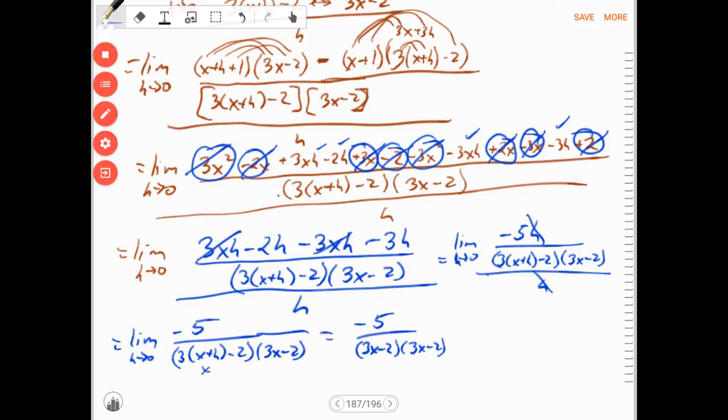So all the h's are gone. And oh, one last thing. Look, those are both the same. So it's negative 5 over 3x minus 2 squared. Boom. Wow, that was a lot of work. But as you can see, it did simplify out to one nice little slope formula.